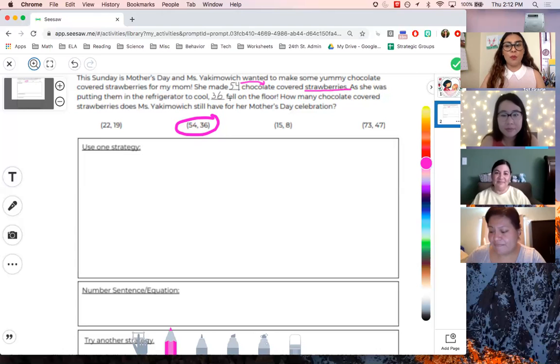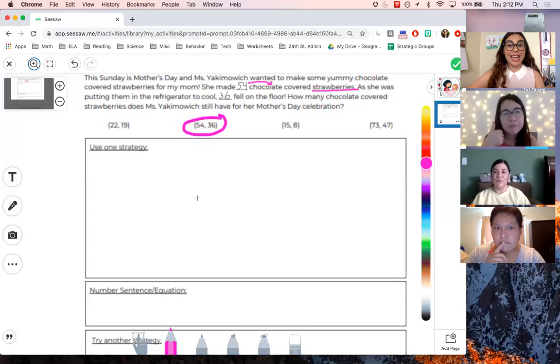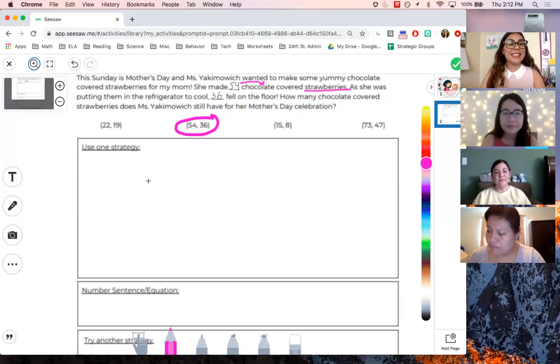So now when we go into our third read, we need to think about, is this an addition sentence or an addition problem or a subtraction problem? All right, here is our last read. This Sunday is Mother's Day, and Miss Yakimowicz wanted to make some yummy chocolate-covered strawberries for her mom. She made 54 chocolate-covered strawberries. As she was putting them in the refrigerator to cool, 36 fell on the floor. How many chocolate-covered strawberries does Miss Yakimowicz still have for her Mother's Day celebration?